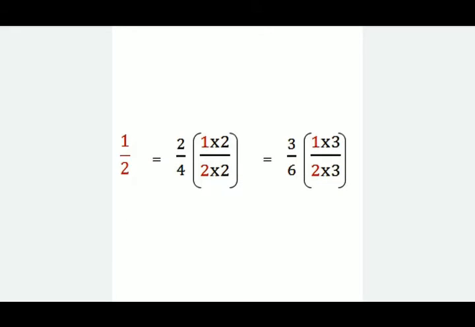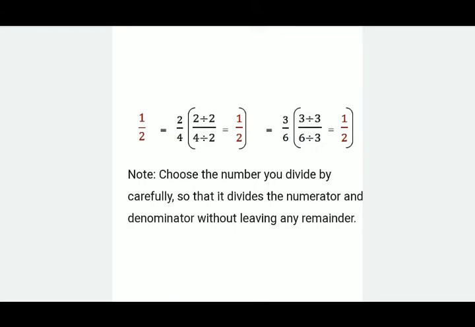Here you are able to see that 1 by 2 is equal to 2 by 4. If we want 2 by 4, then what are we doing? We are multiplying 1 by 2 with 2. Then the answer is 2 by 4. And the next, 3 by 6: if we multiply numerator and denominator, meaning 1 by 2, with 3, then we will get the answer 3 by 6. This is how we decide equivalent fractions.